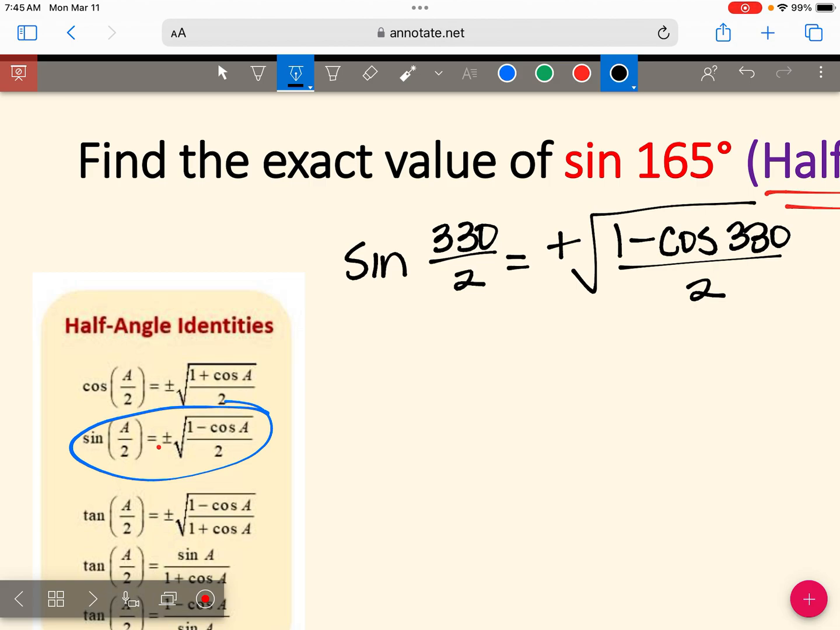You got to get a common denominator. You got to write it as one fraction. You got to do keep, change, flip. You got to take the square root. You got to do all that.